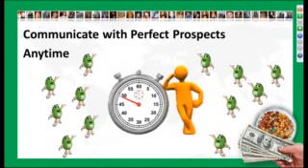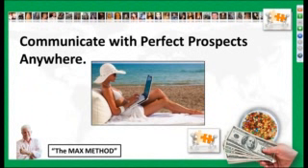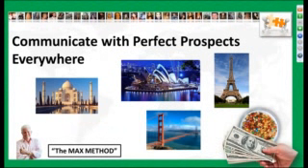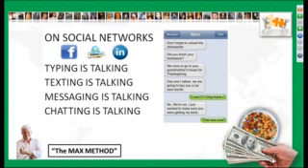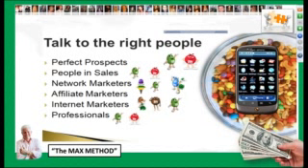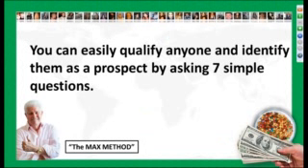Now, you can communicate with perfect prospects anytime, anywhere, any place. Now, on social networks, typing is talking, texting is talking, messaging is talking, chatting is talking. No matter what you call it, it's a form of communication. So you want to talk to the right people, perfect prospects, people in sales, network marketers, affiliate marketers, internet marketers, and professionals that will get into your business and then take it to the next level.